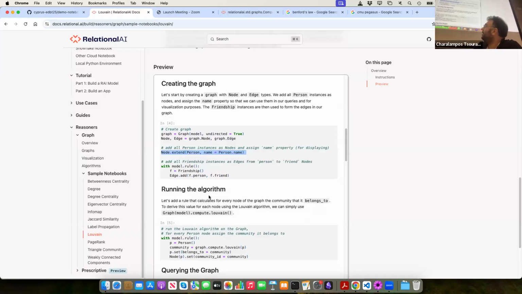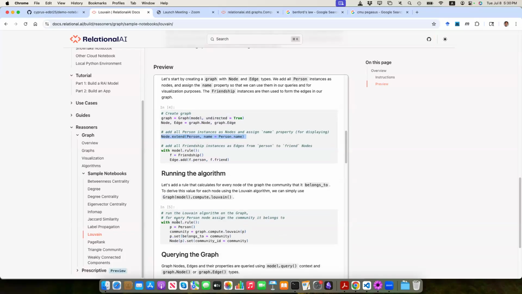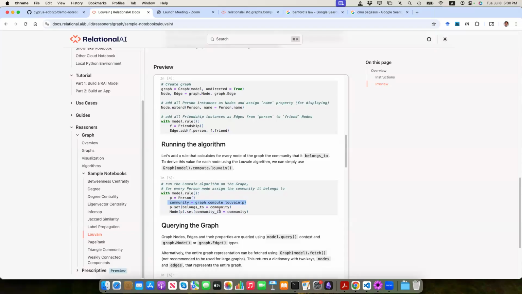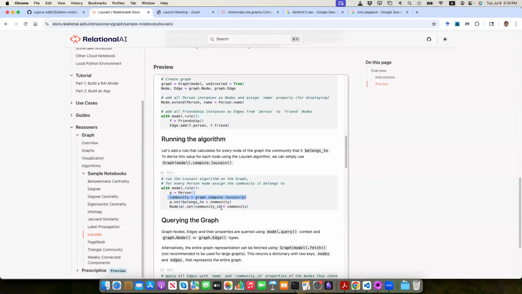And the way you run the algorithm is very, very convenient. So you say with model.rule, P is a person. So basically, P is an entity of a person. You compute the community that P participates in. And you set this to be a property of the node, let's say the community ID.